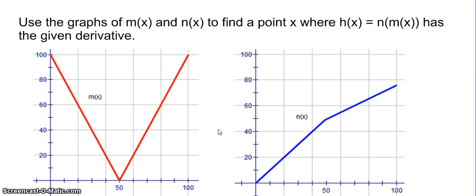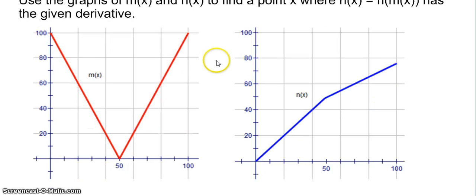Alright, so this is going to be similar to the problems we did on the notes from last night, I believe, where I have this graph of this function m of x and this graph of this function n of x. I want to have some composite function h of x that is n of m of x.